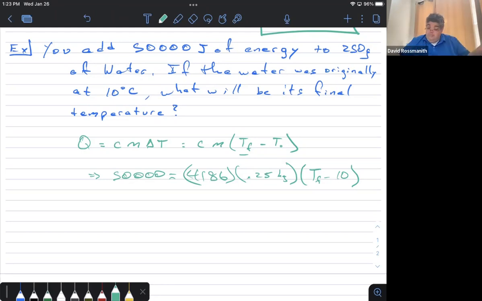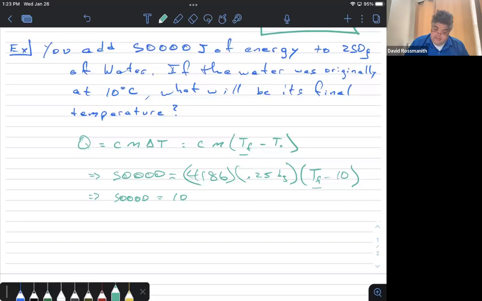All right, so there we go. There's my equation. I have all the numbers in. I've got one single unknown sitting there, so this I need to solve. So let's try it. First thing I'll do, let me leave the 50,000 alone. I'll go ahead and multiply 4186 times 0.25.